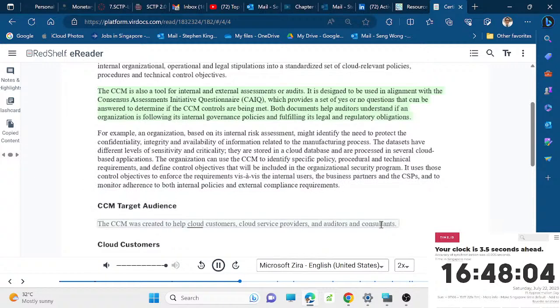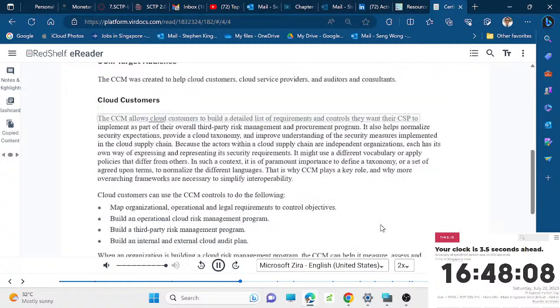CCM target audience. The CCM was created to help cloud customers, cloud service providers, and auditors and consultants. Cloud customers. The CCM allows cloud customers to build a detailed list of requirements and controls they want their CSP to implement as part of their overall third-party risk management and procurement program. It also helps normalize security expectations, provide a cloud taxonomy, and improve understanding of the security measures implemented in the cloud supply chain. Because the actors within a cloud supply chain are independent organizations, each has its own way of expressing and representing its security requirements.